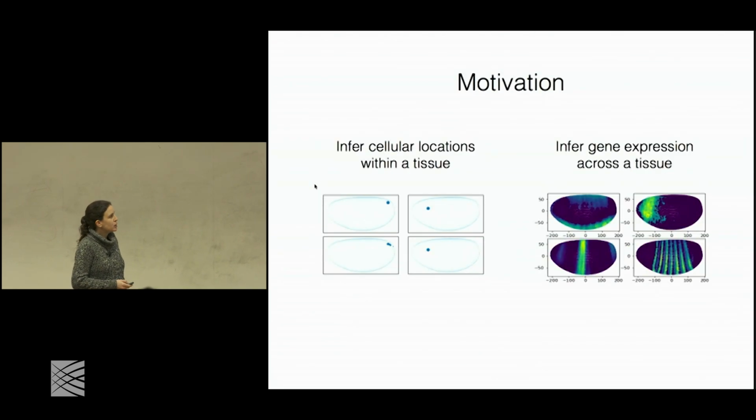Specifically, our motivation is twofold. The first is to infer cellular locations within a tissue, and the second is to infer gene expression. And these two are obviously related, but they're not identical. We can do the second one, for example, without having very good, precise information for the first.